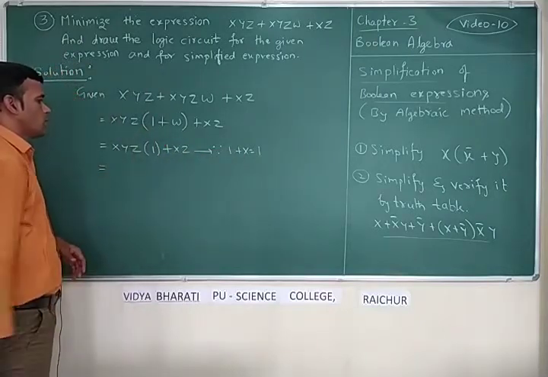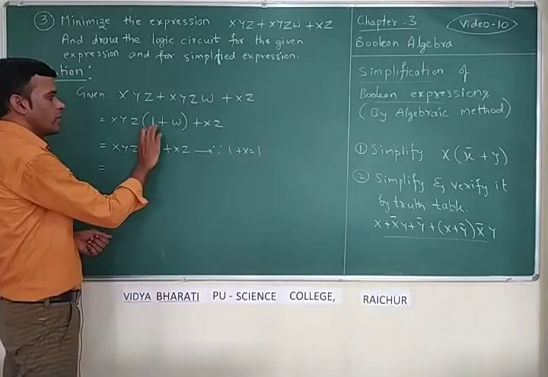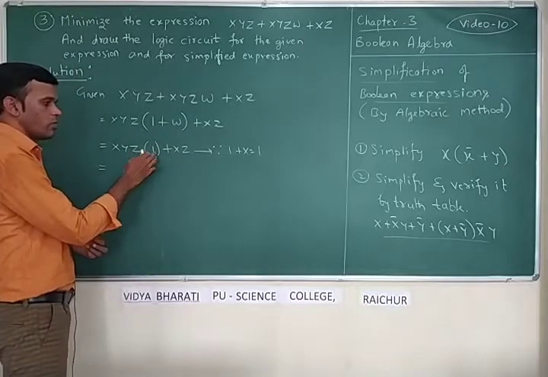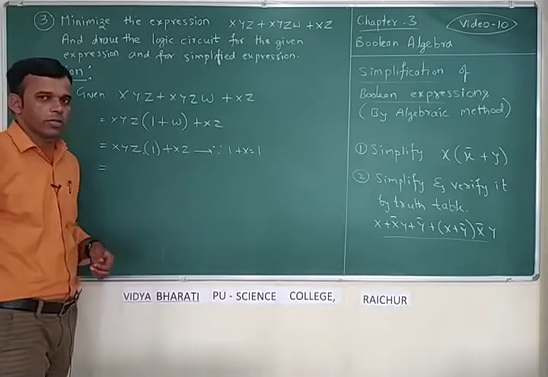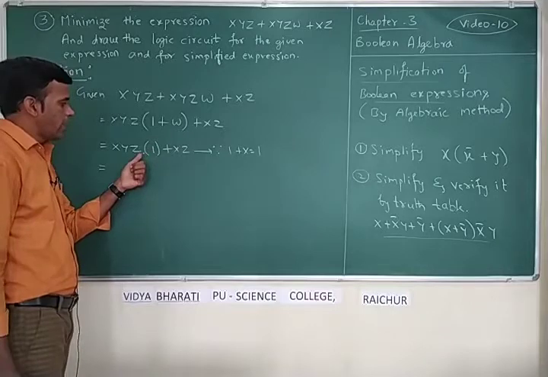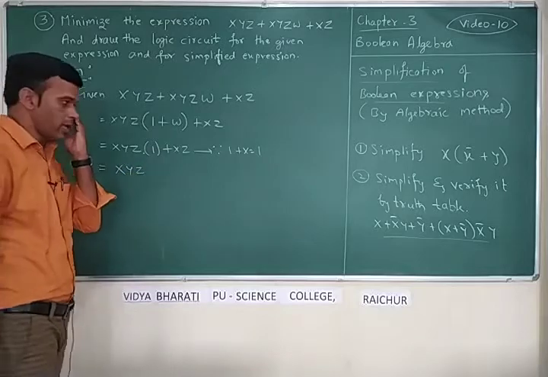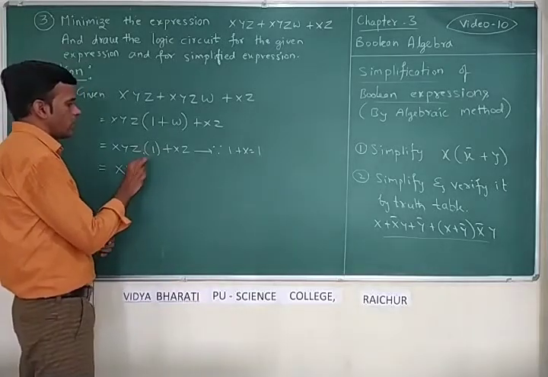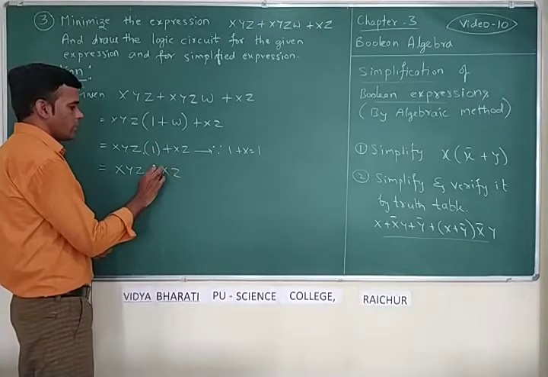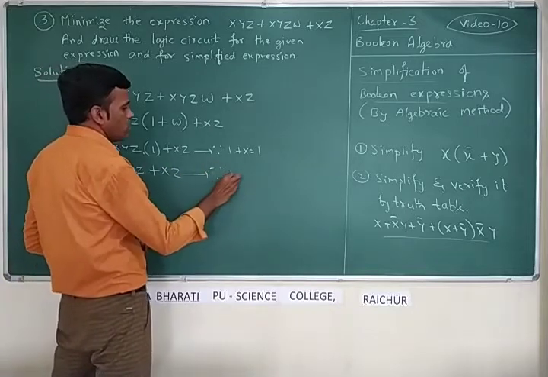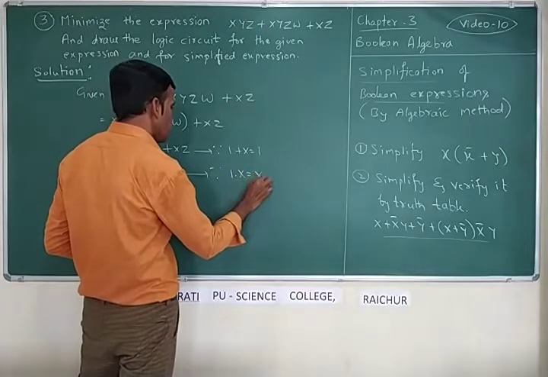Next, again it's the property of 1 only. Here the property of 1 when it is ORed, and here the property of 1 when it is ANDed. This time if nothing is there, it's a dot, it means it's an AND operation. So when 1 is ANDed with a variable or expression, the answer is going to be the expression or the variable itself. So xyz AND 1 is xyz only, plus xz as it is. Because we used this particular theorem, 1 into x is nothing but x.